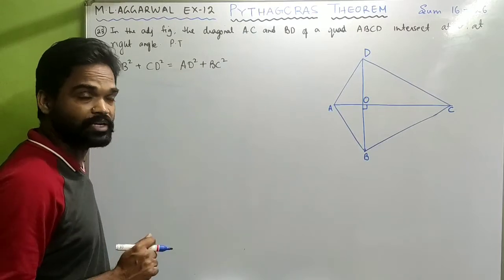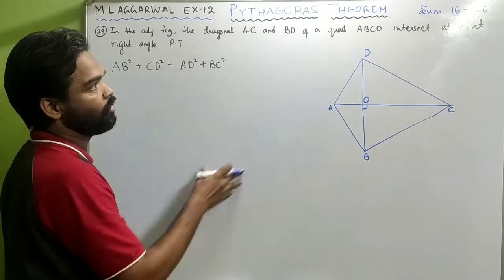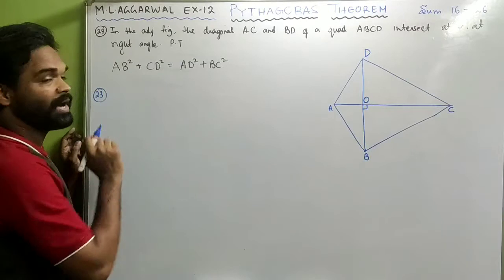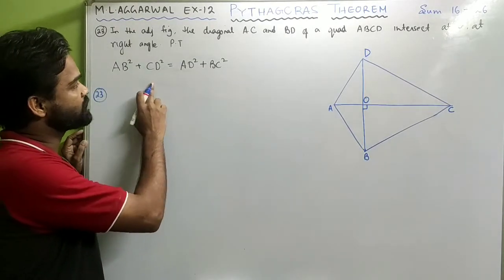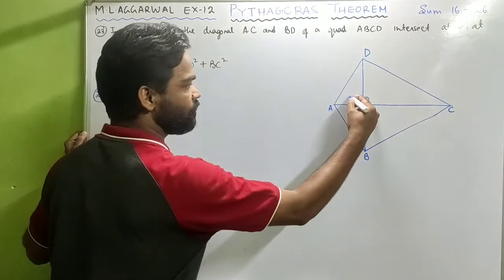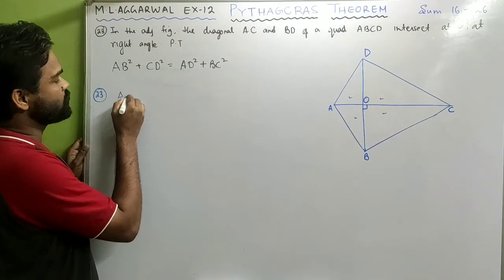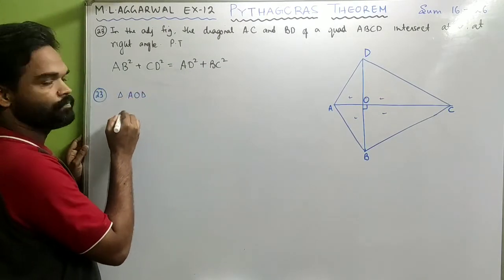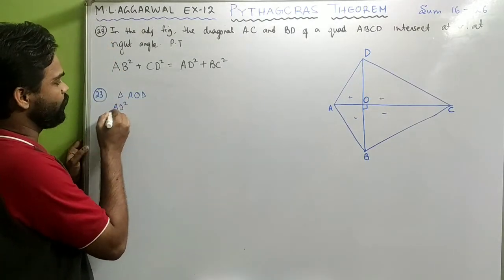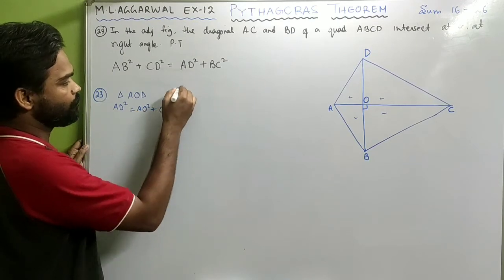Now let us look at the next sum. Sum number 23. In the adjoining figure, the diagonals AC and BD of a quadrilateral ABCD intersect at O at a right angle. Prove that AB square plus CD square equals AD square plus BC square. Now you see carefully, there are 4 right angle triangles. First, let us see triangle AOD. Over there, AD square, since AD is the hypotenuse, is equal to AO square plus OD square.